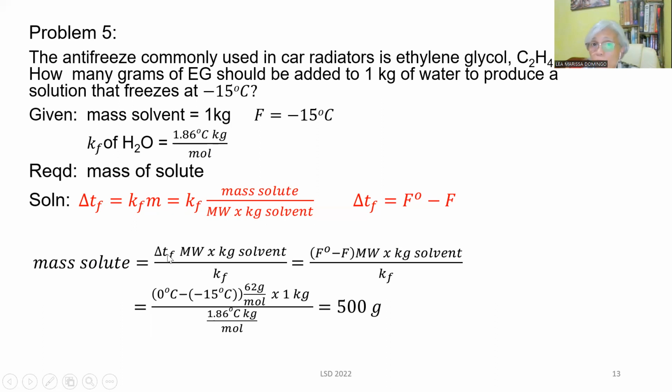But delta T sub F, or the freezing point depression, is equal to freezing point of pure solvent minus freezing point of the solution. Okay? Times MW times kilogram solvent divided by K sub F. Okay, the freezing point of the pure solvent is 0 minus negative 15. So magiging 0 plus 15 siya, no? Times 62, which is the molecular weight of ethylene glycol. Computin lang mula dito sa formula. Carbon is 12, hydrogen is 1, oxygen is 16. Divided by K sub F, which is 1.86. And therefore, the mass of ethylene glycol, which we need to add to 1 kilogram of water, is 500 grams.